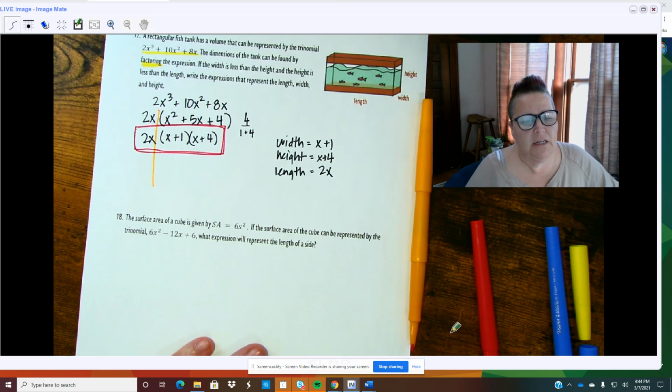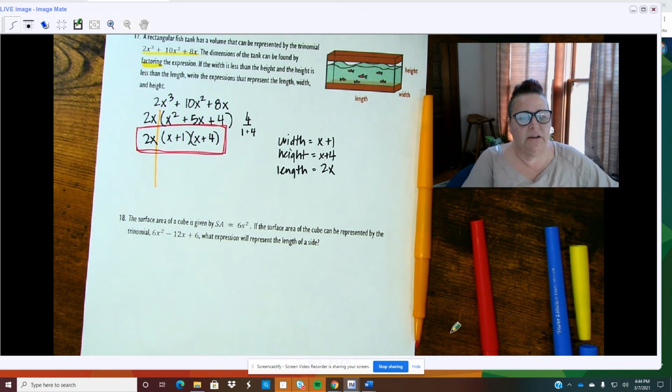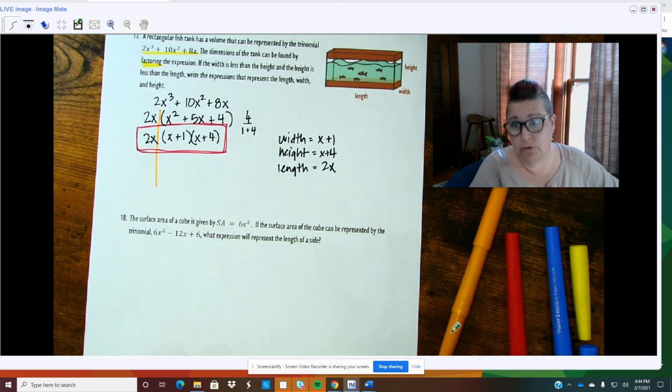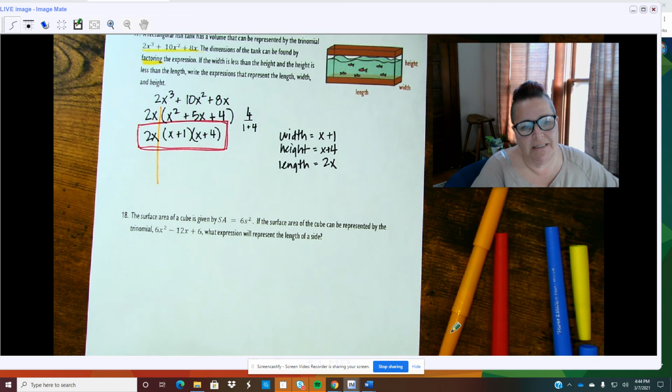Perfect. Let's try 18. Surface area of a cube is given by SA, for surface area, is equal to 6s squared. If the surface area of a cube can be represented by the trinomial, what expression? Oh man, I don't know what to do. The surface area of a cube can be represented by the trinomial 6x squared minus 12x plus 6.